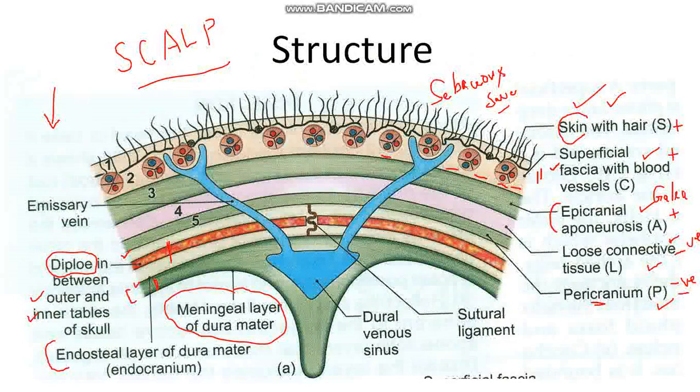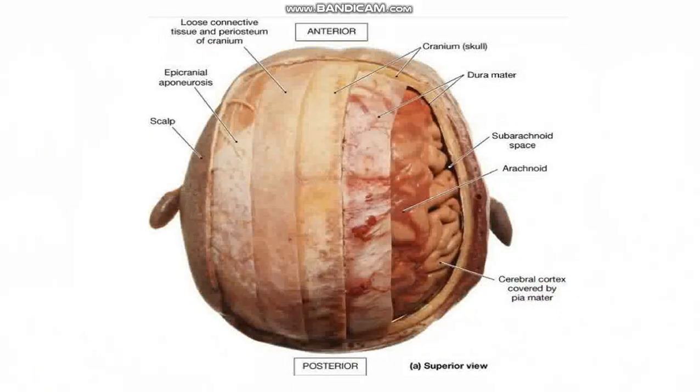Below this we see the epicranial aponeurosis. Now in another image here you can see the pattern: skin, epicranial aponeurosis, loose connective tissue, then the cranium, and this is the dura mater. This image is a cadaveric image.